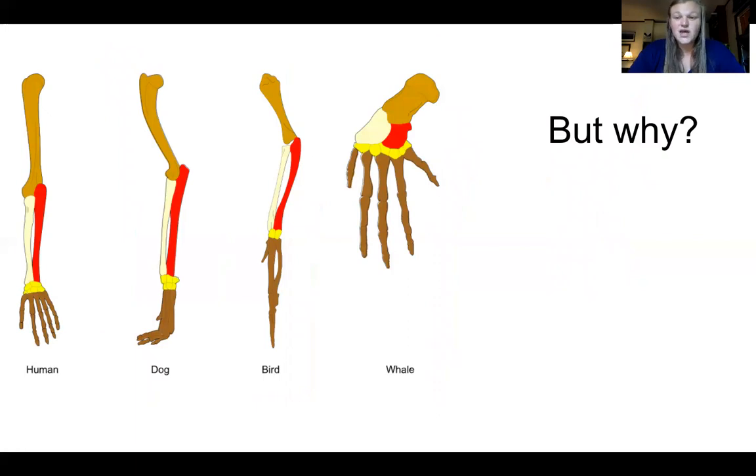So the question becomes why? Why are they similar? Why would all of these different structures that between the four of these animals are used for wildly different purposes? Like birds can fly and whales spend their entire life swimming. Humans and dogs, not so much. And so why are they so similar and how did these similarities come about is the question that we're focusing on today.